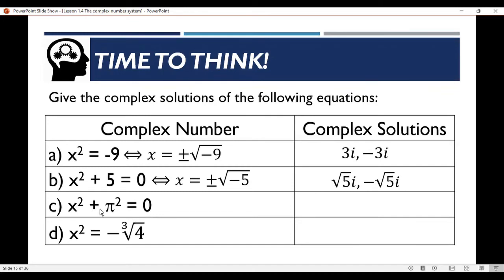Letter C, complex solution of x squared plus pi squared equals 0. Pi i, negative pi i. Okay, pi i and negative pi i. Verify natin. Pwedeng i-rearrange, also true with x equals plus or minus square root of negative pi squared. Pero this time, yung square root at yung square, pwede naman siyang maging 1. Kaya ma-eliminate na yon. So, ang matitira na lang ay negative pi i and positive pi i. And the last, x squared equals negative cube root of 4.